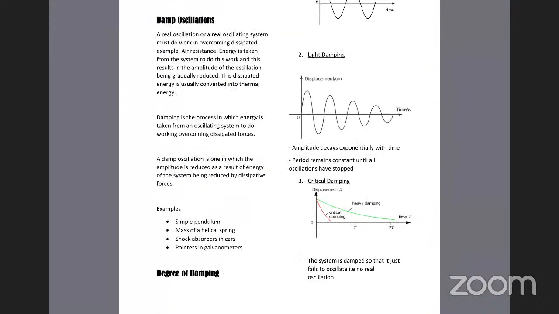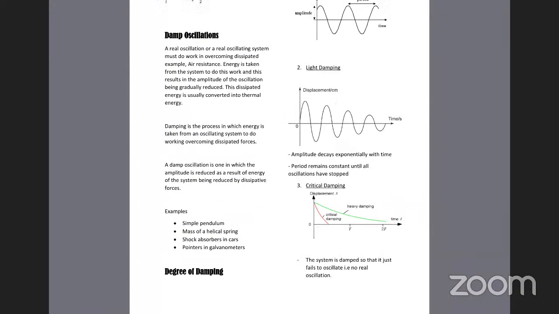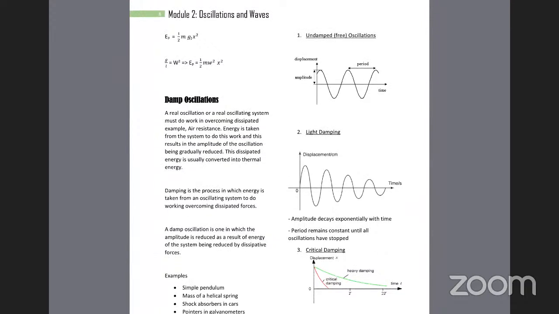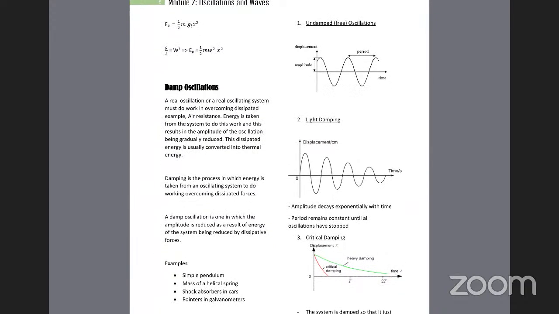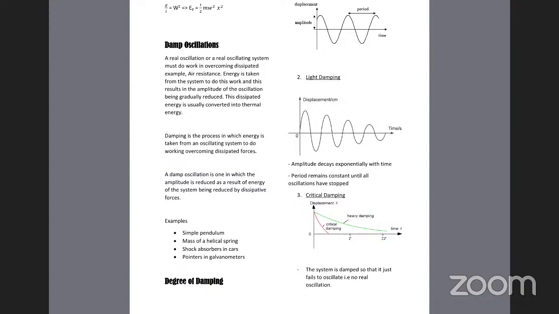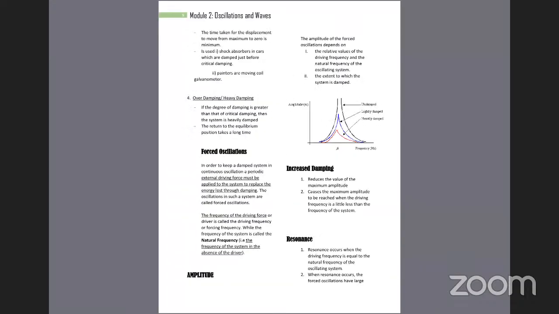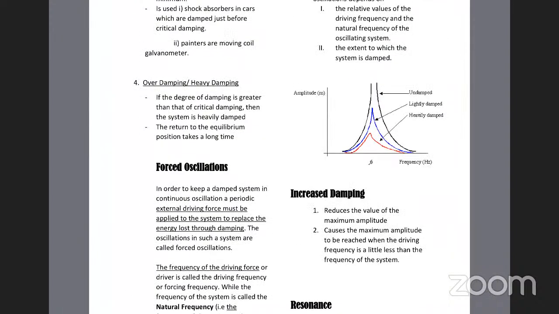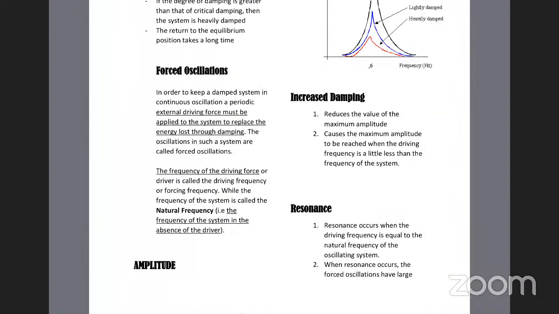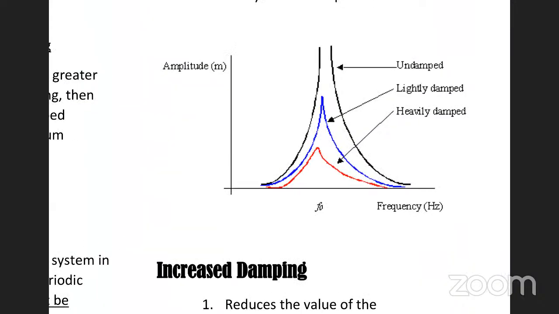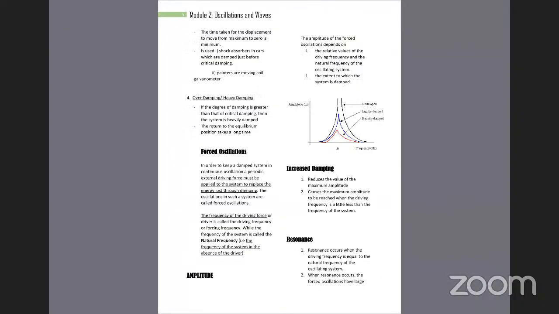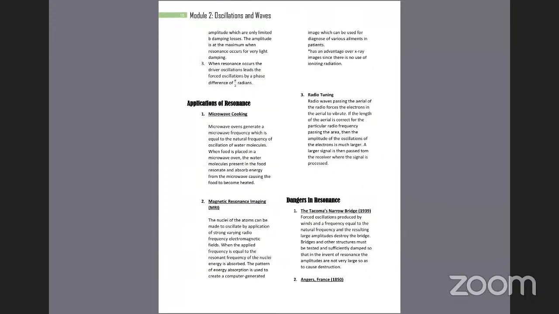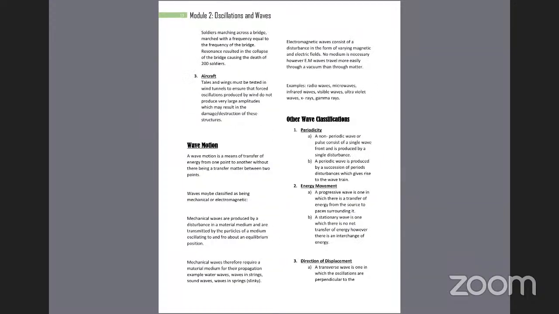We also talked about damped oscillations and the degree of damping. When you remove the energy from the system, here we had undamped, critically damped, lightly damped, heavy damped. Then we talked about adding energy to a damped system, and we had something called resonance occurring. Here's an example of what will happen when the forced oscillation is applied. Then we had these examples of resonance.